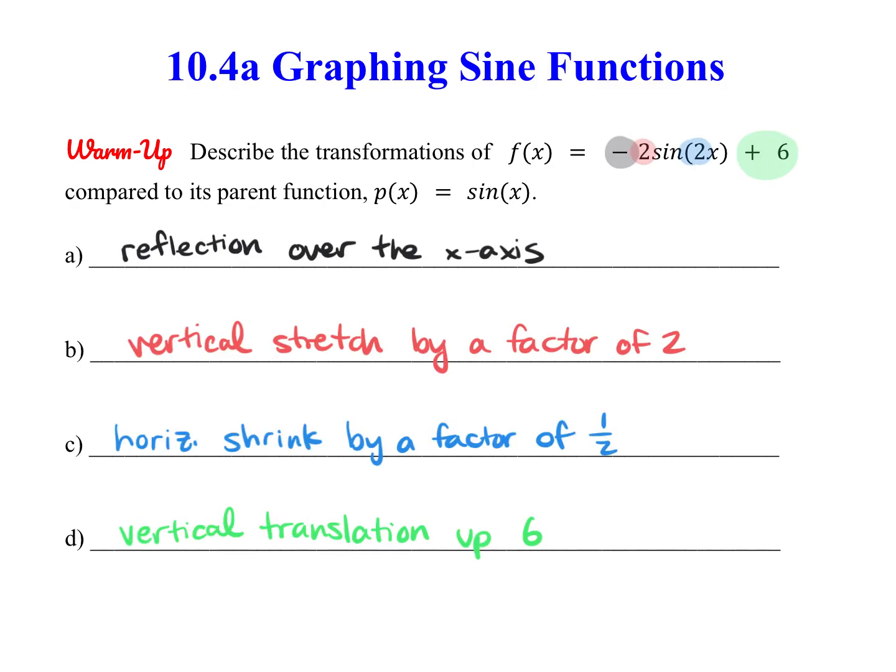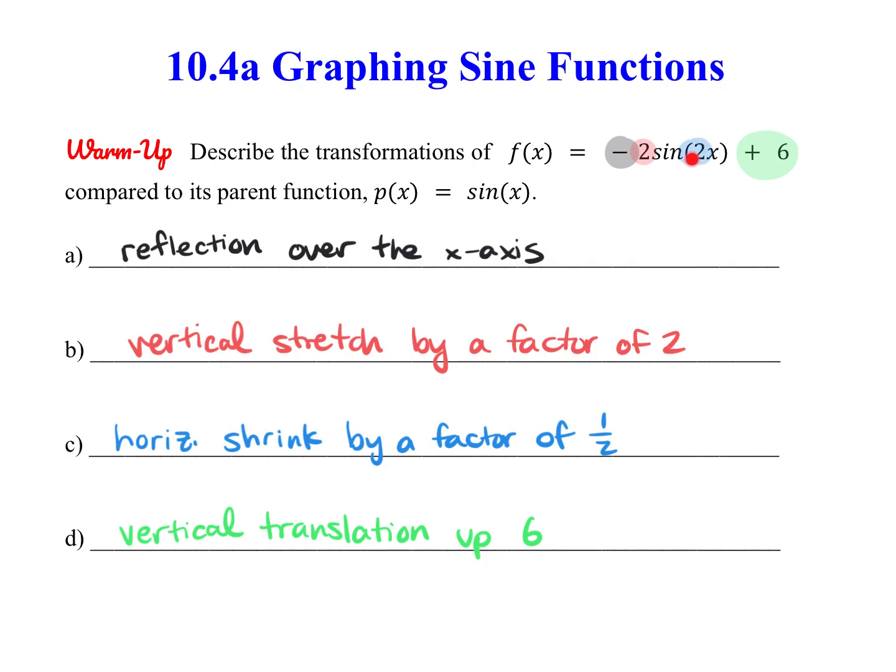Alright, so even though we haven't graphed these functions yet, we should still know how to describe what will happen to the functions based on the equation. So this is using the same transformation rules we've been using all year. A negative out front is always going to be a reflection over the x-axis. A constant out front will be a vertical stretch or shrink. So this one's a vertical stretch by a factor of 2.